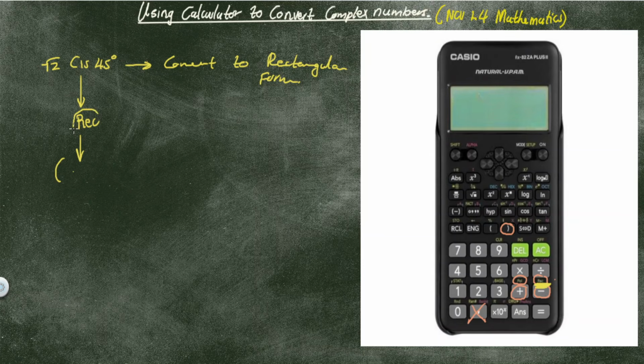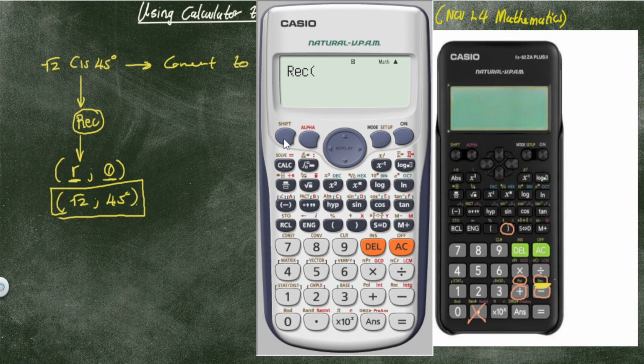To convert to rectangular form, you need the modulus as well as the argument. What is the modulus? It's the square root of 2. What is the argument? It's 45 degrees. So on your calculator, this is what you're going to punch in. You're going to say rectangular. I want to take whatever is inside the bracket and convert to rectangular form.